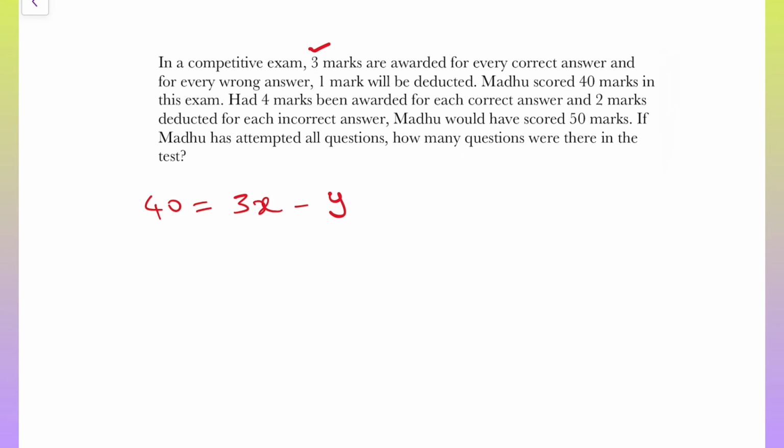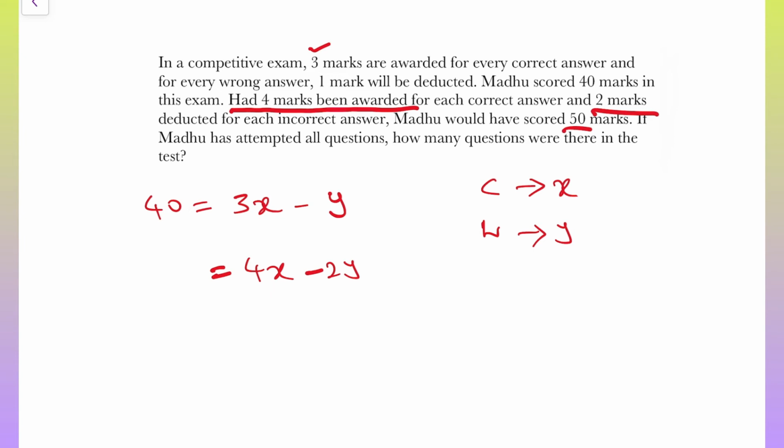Here x is the number of correct answers, and y is the number of wrong answers. This is the first equation. Next, the second equation. Had 4 marks been awarded for each correct answer, that becomes 4x, and 2 marks deducted for each incorrect answer, that is minus 2y, then Madhu would have scored 50: 4x minus 2y equals 50. In this equation also, x means correct answers and y means wrong answers. Now let us simplify this.